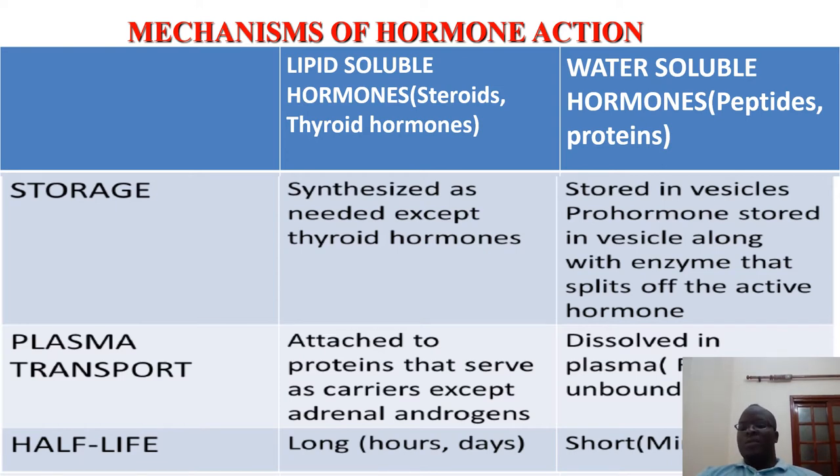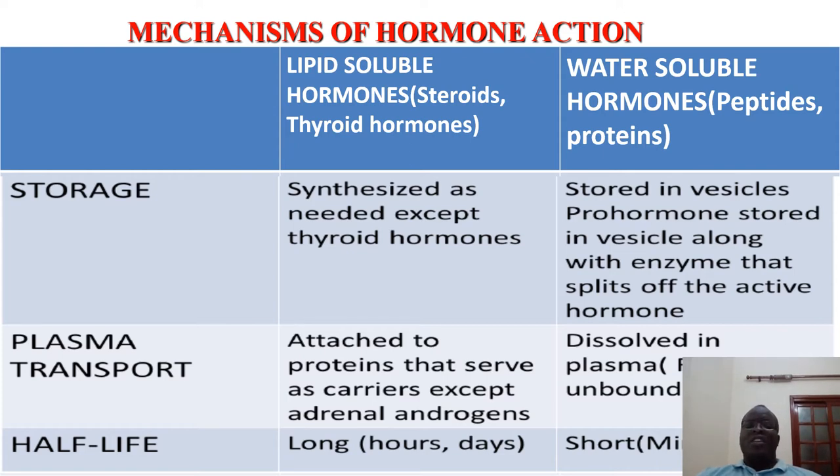So most of them are stored as pro-hormones, along with the enzymes that will change them from pro-hormone into the active hormone. Once there is exocytosis of these hormones, the enzymes that are stored with these pro-hormones will activate the hormones. Then what will be transported is an active hormone that will have an effect on target cells.